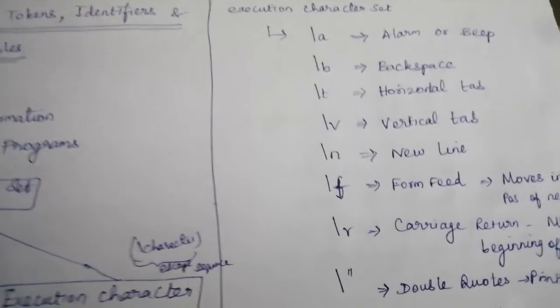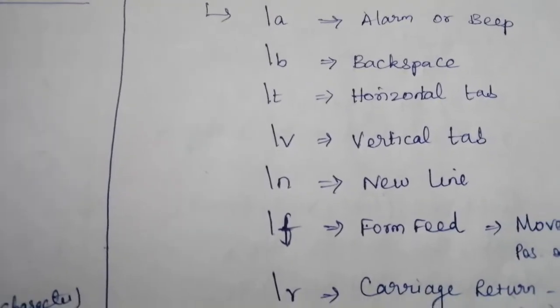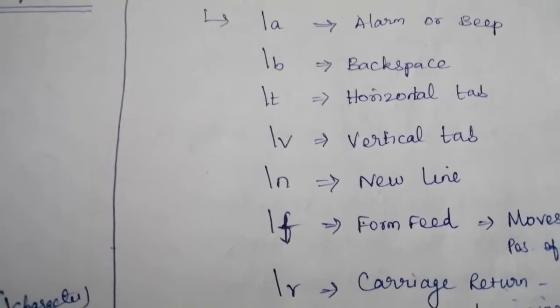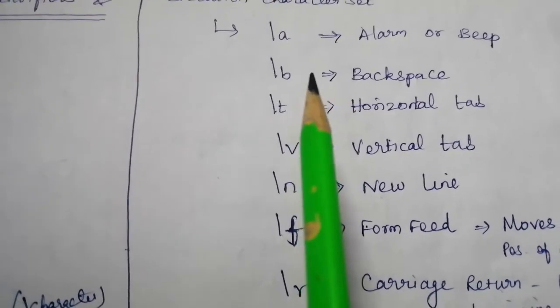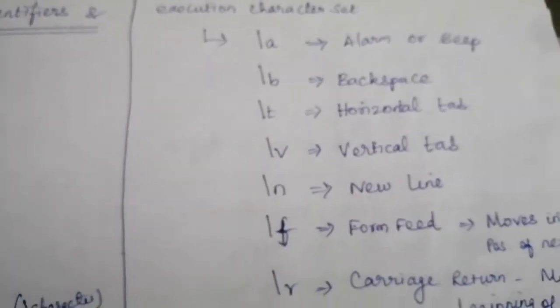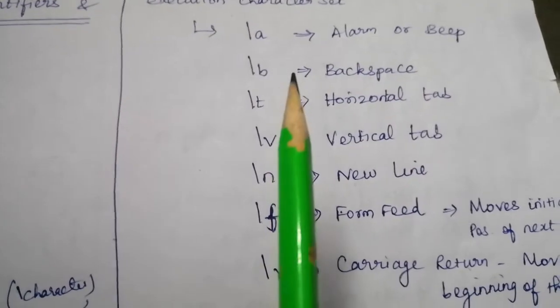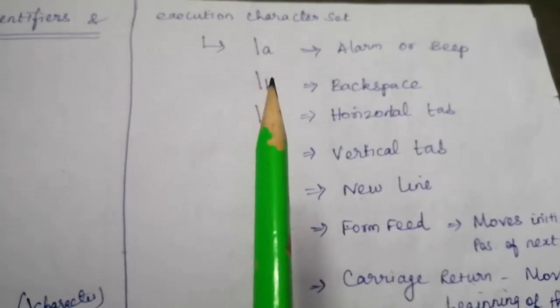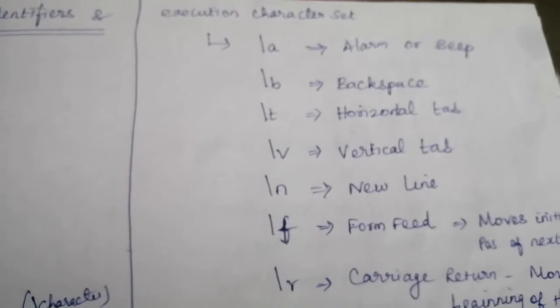Consider these as the execution character set. \a represents an alarm or beep sound. You can provide this execution character set inside the printf statement. So printf, double quotes, \a, and then double quotes. If you give it like this, it will be executed at the time of execution and will provide an alarm or beep sound to the user.